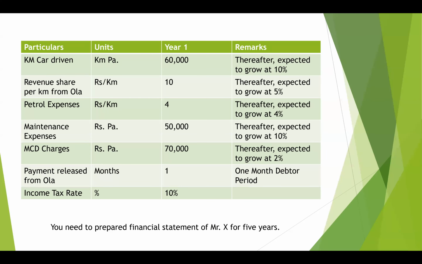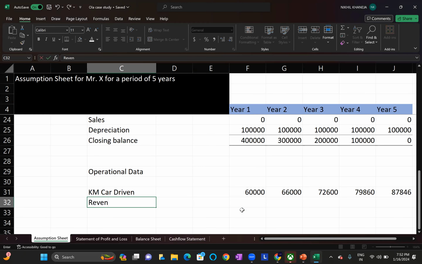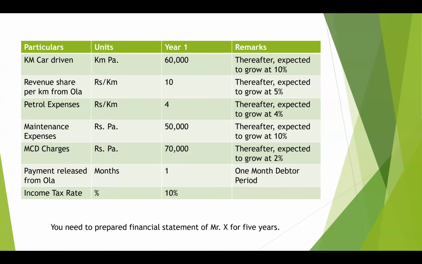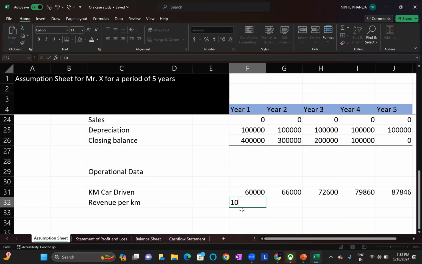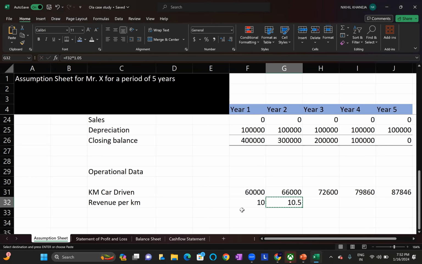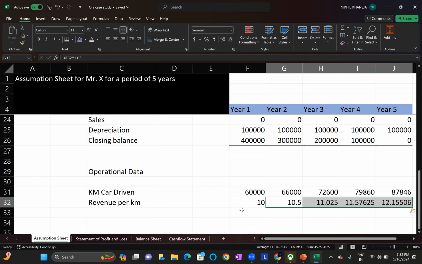Next, revenue per kilometer. It is 10 rupees and growth is 5%. This multiply 1.05. Control C, drag it for the remaining years.